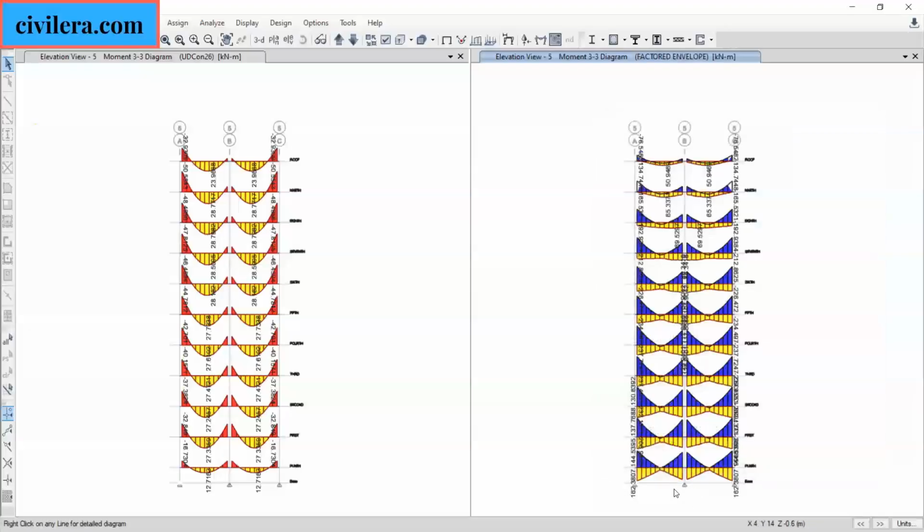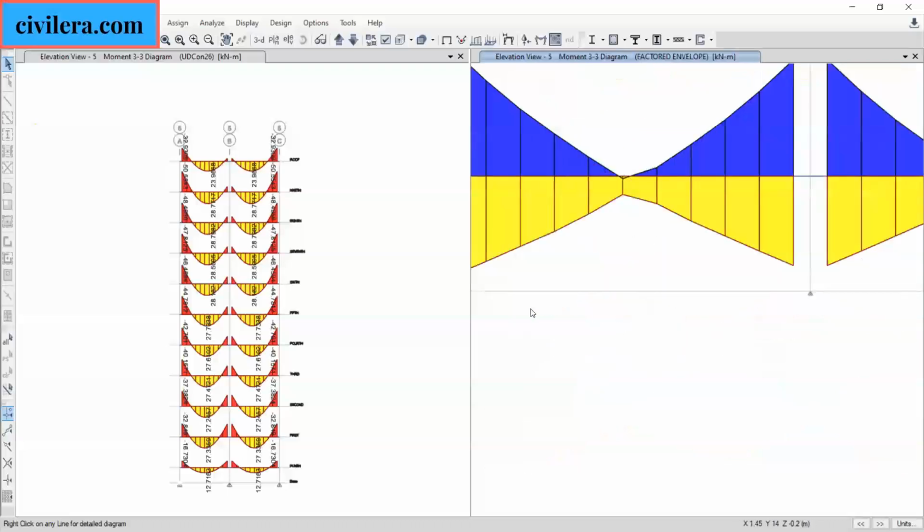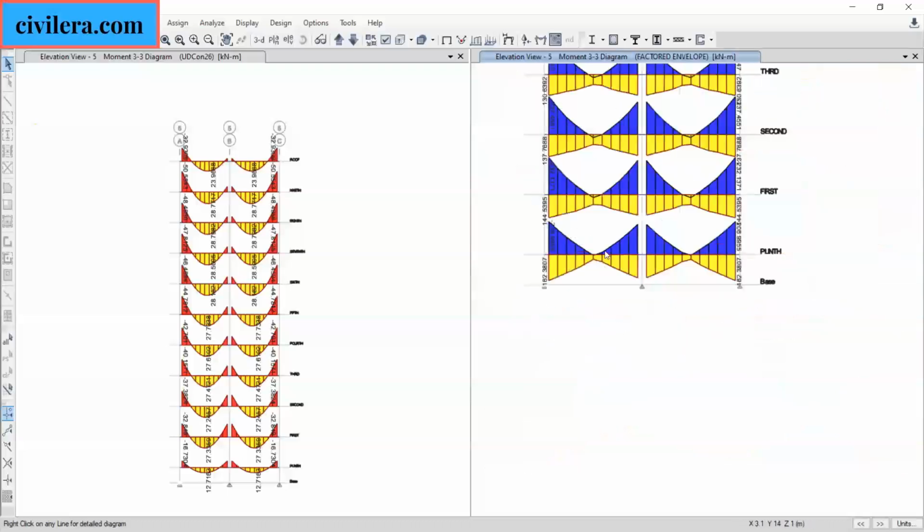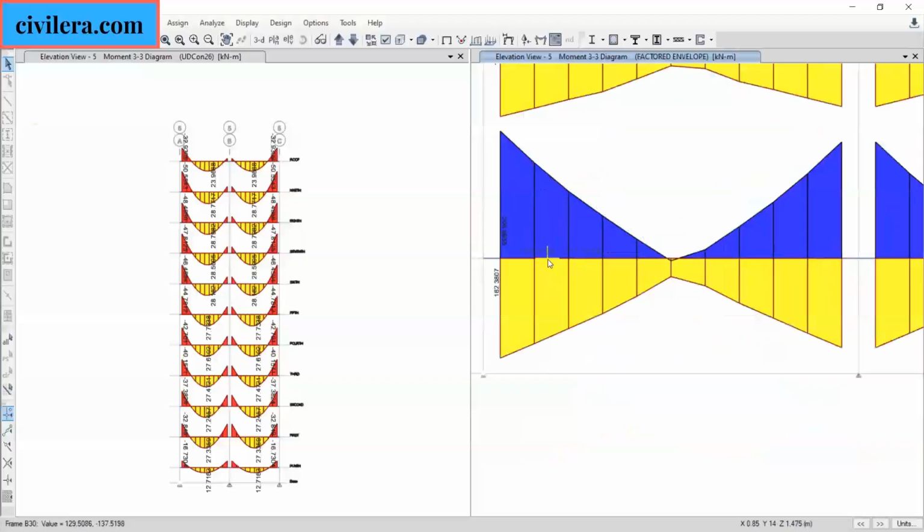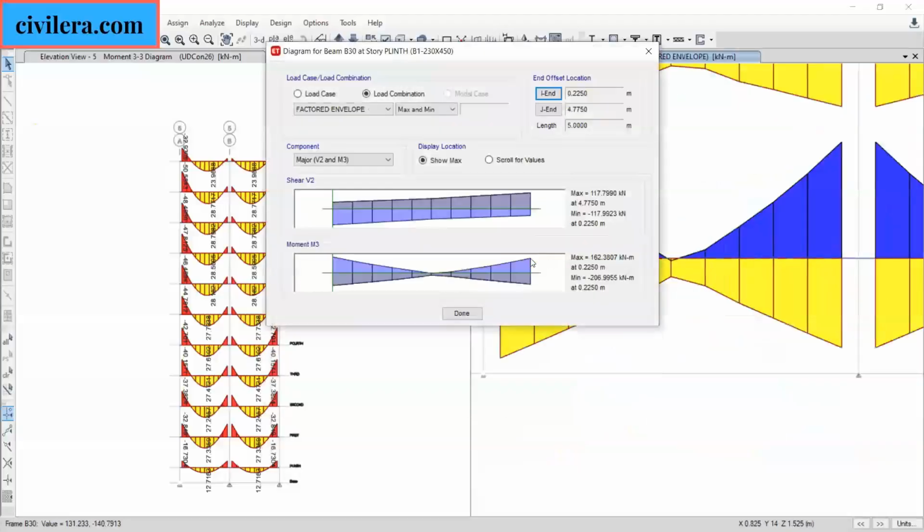Now you see in one particular diagram, you are getting all the maximum and minimum. The beauty is that you can click here and then right click, and this will lead you to a scroller here. So at the left end, if I move my cursor to the left end, you can see maximum 162, minimum minus 206. The meaning here is your top moment is minus 206 and your bottom moment is 162.